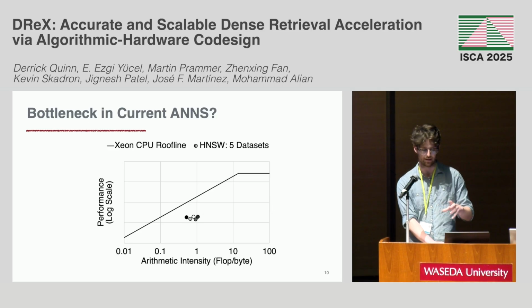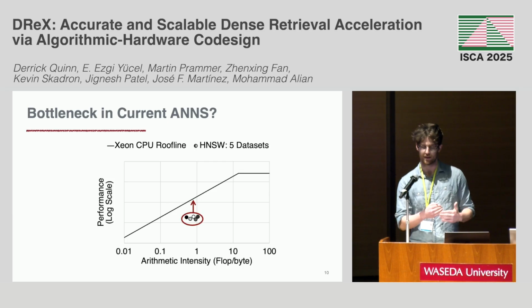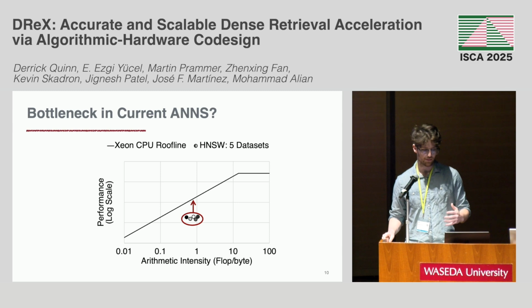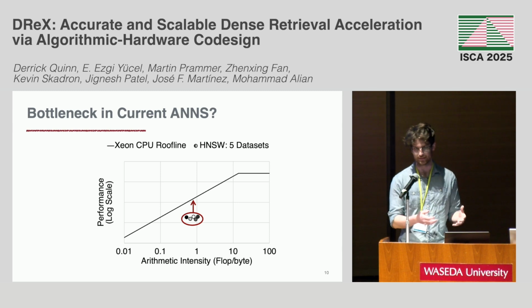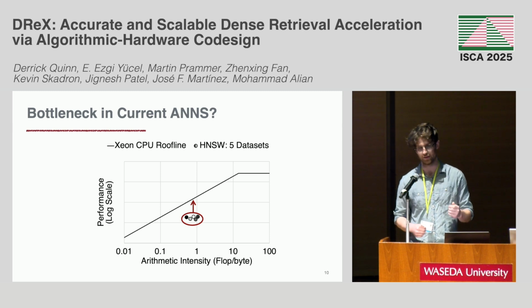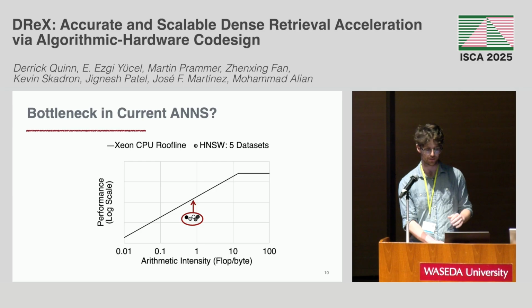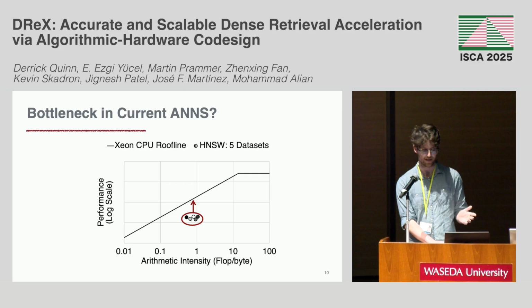We see that for even 5 different data sets, these are clustered right around a low arithmetic intensity, so in the memory bound region. When we'd like to improve performance here, we'd like to move these up. One thing is we can't move the existing algorithms closer to this roofline, essentially make them more efficient, due to complexities with the algorithms themselves, as well as very random memory accesses.